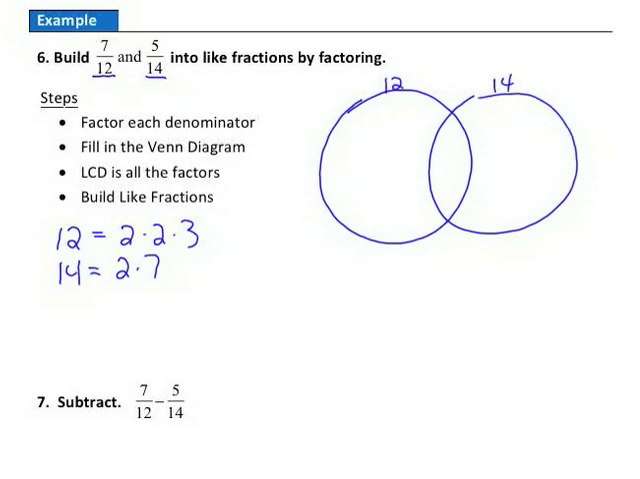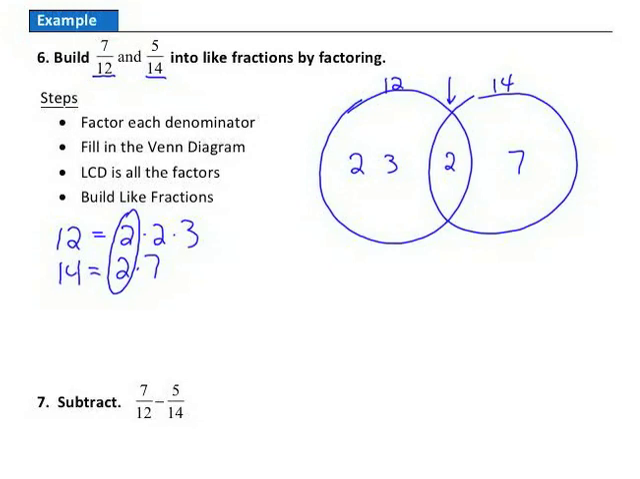Okay, now the factors they have in common are going to go in the overlap here. Well, let's take a look at the factors they have in common. Looks like they have a common factor of 2. So I want to write that into the overlap. Now I want to fill in the rest of the Venn diagram. The other factors for 12 are 2 and 3. The other factor for 14 is 7.